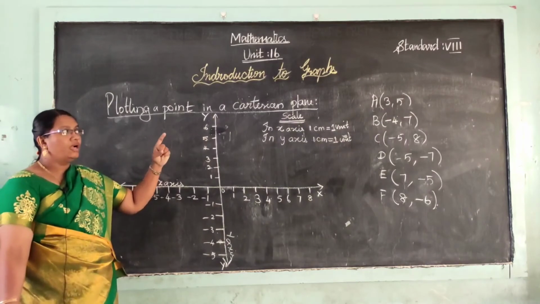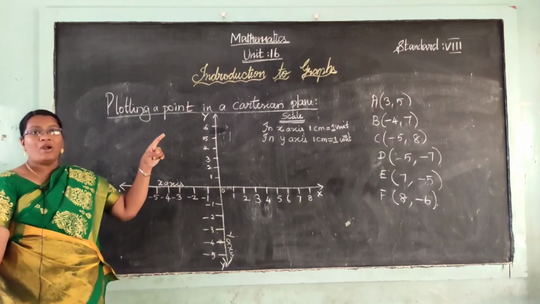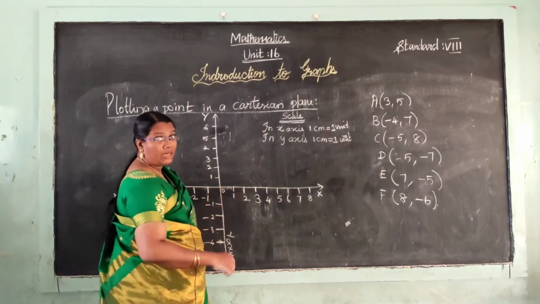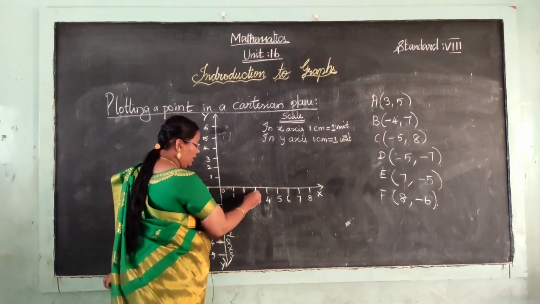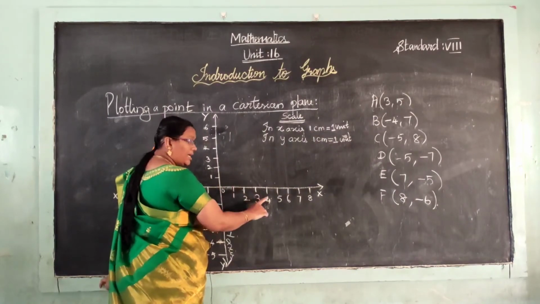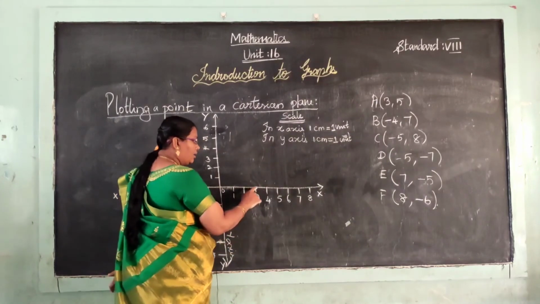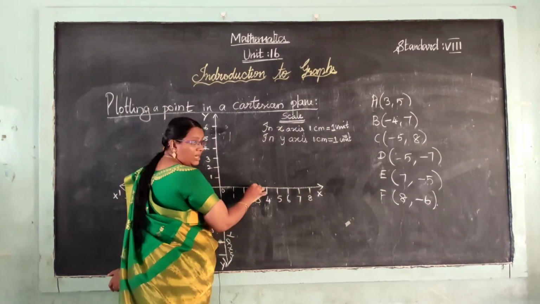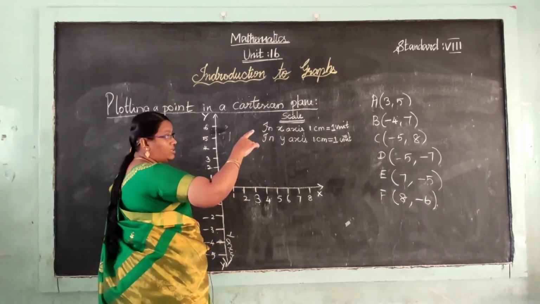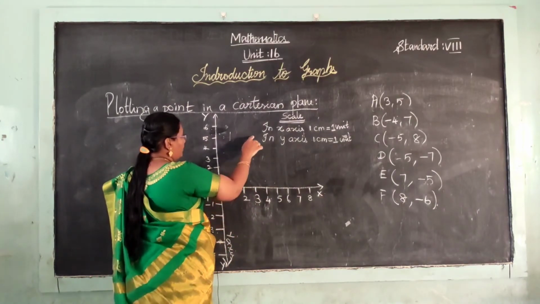Okay, see the first one, A of 3, 5. So the x coordinate point is 3. Okay, 3 is a positive number. See the x-axis, which one is positive? The right side of the 0. Right side of the 0 is positive. So here move to the 3 points here. The y coordinate point is 5. So where is 5? Here.